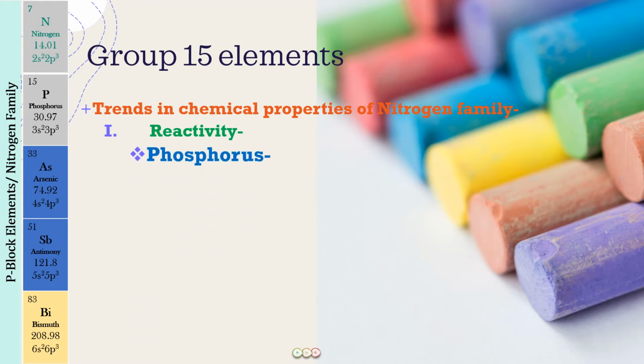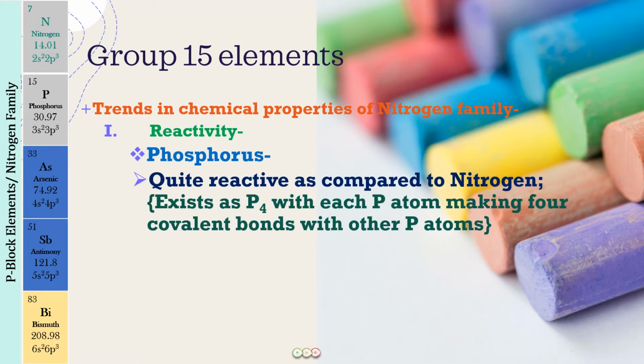So the next we have is phosphorus. Phosphorus is quite reactive as compared to nitrogen. Why? Because nitrogen exists as a diatomic molecule with a triple bond, whereas phosphorus exists as P4, with each phosphorus atom making 3 covalent bonds with other phosphorus atoms. In the case of nitrogen, multiple pπ-pπ bonds are formed, so obviously the bond dissociation enthalpy is going to be high. You have to break 1 bond, 2 bond, 3 bond. But in phosphorus, between 2 phosphorus atoms, there is just 1 single bond. And therefore, the bond dissociation enthalpy is not going to be that high.